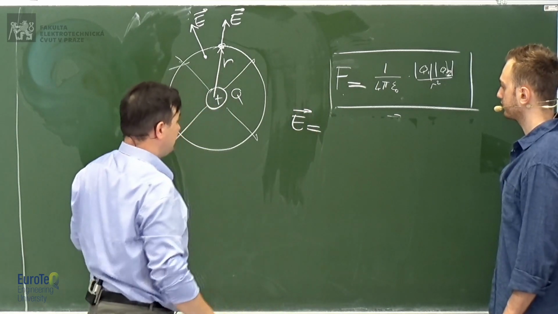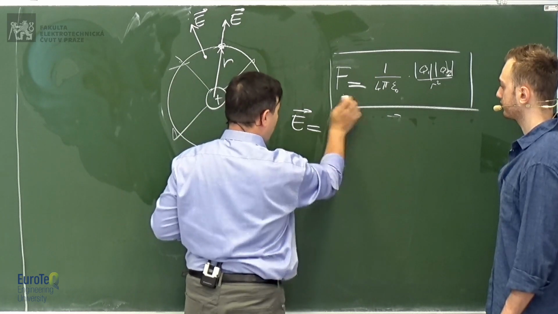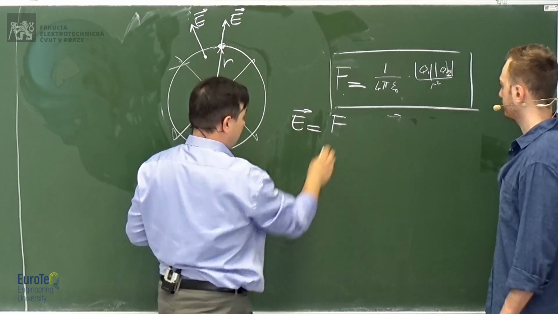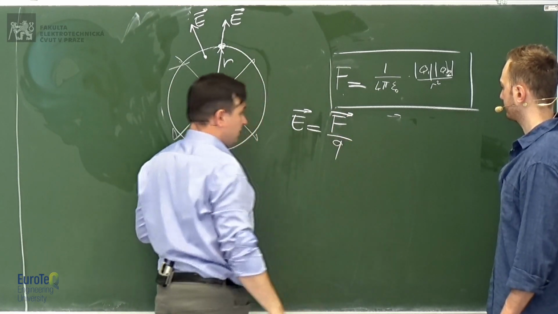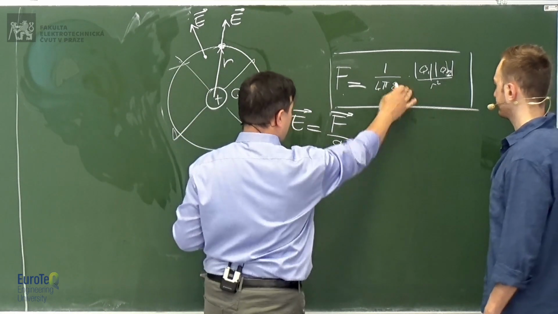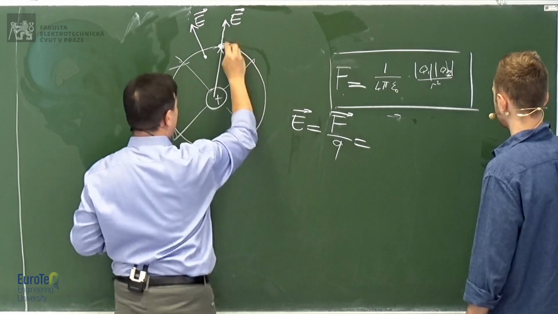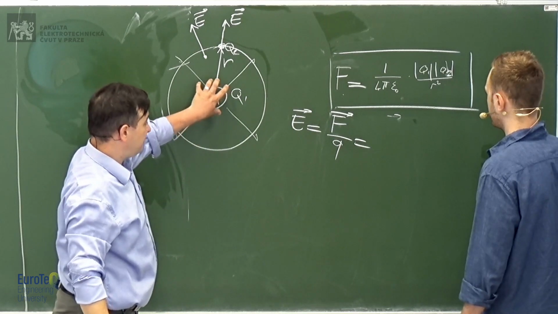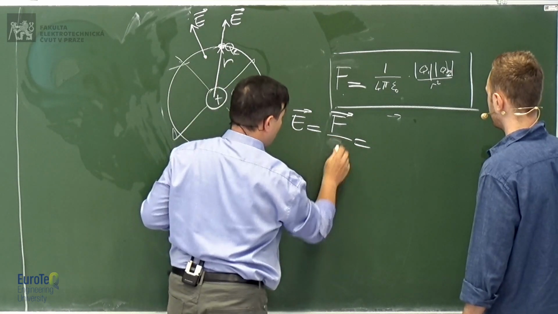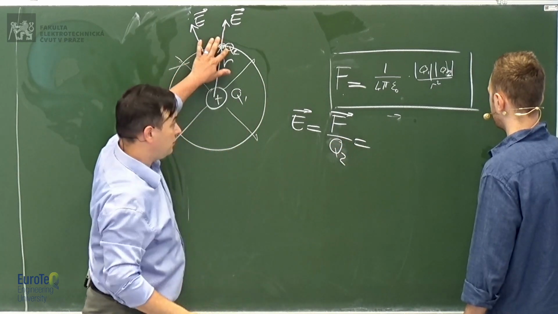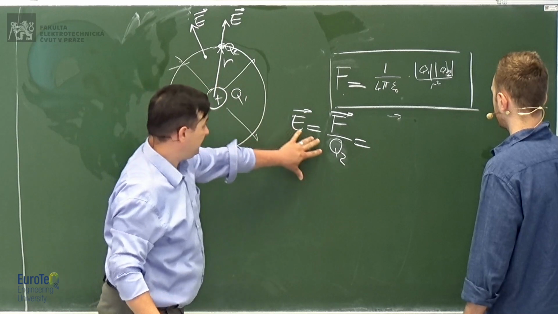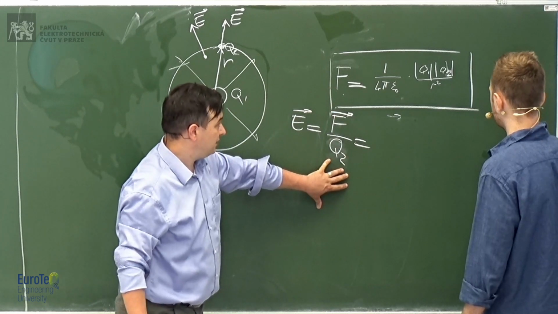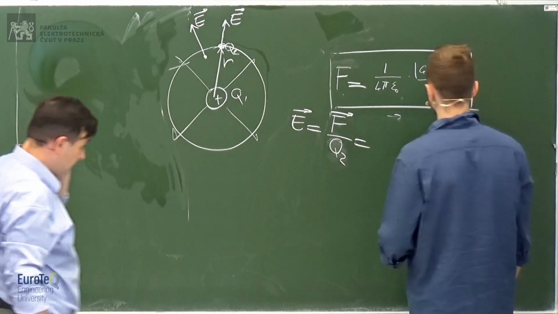So the electric field is, we said, this force multiplied by the charge. Let's say that you put a charge here, divided by the charge. So let's say that here you put Q2, and this is Q1. So inside the ball there is Q1. Here you put Q2, you feel a force, and what do you get? The electric field is just the force divided by Q2.